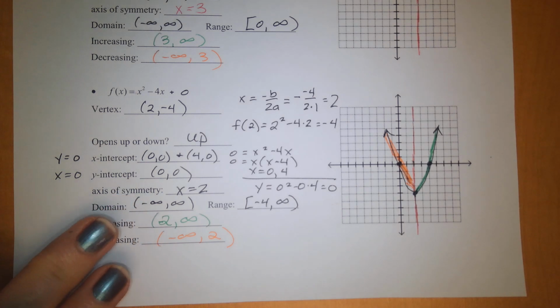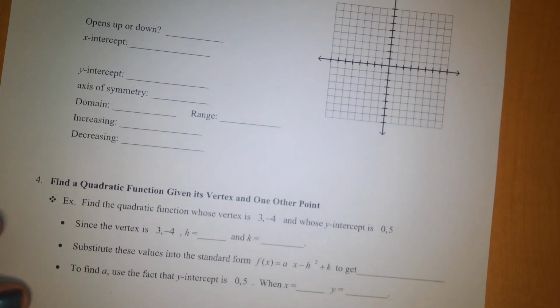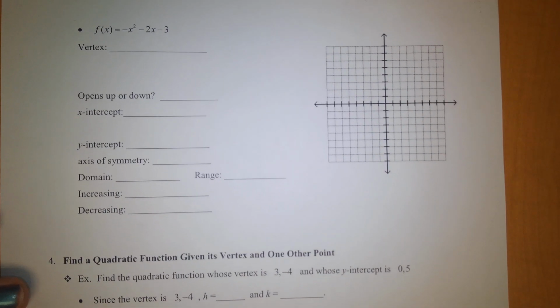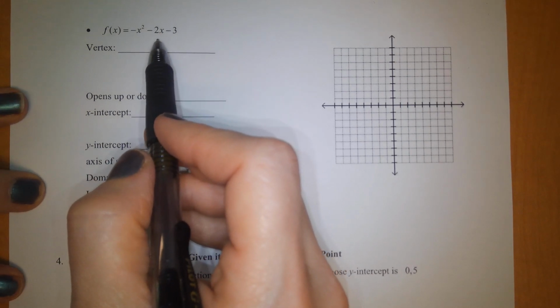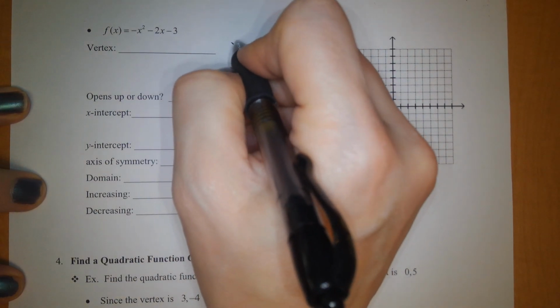So on to the last page. We'll keep discussing parabolas. Let's do one more example of what we've already been talking about. Here I've got a quadratic. It is in standard form. Let's go ahead and find the vertex.